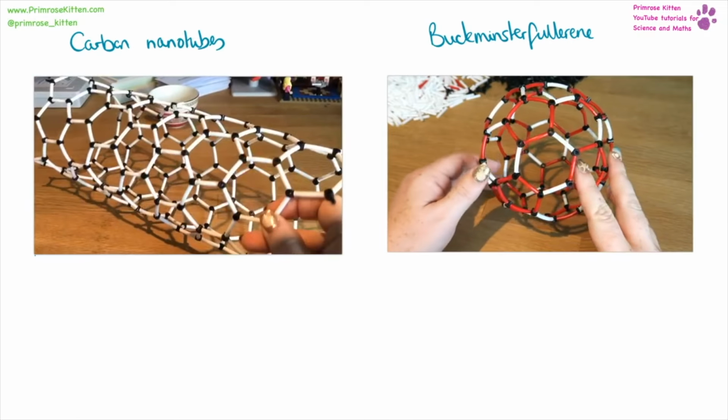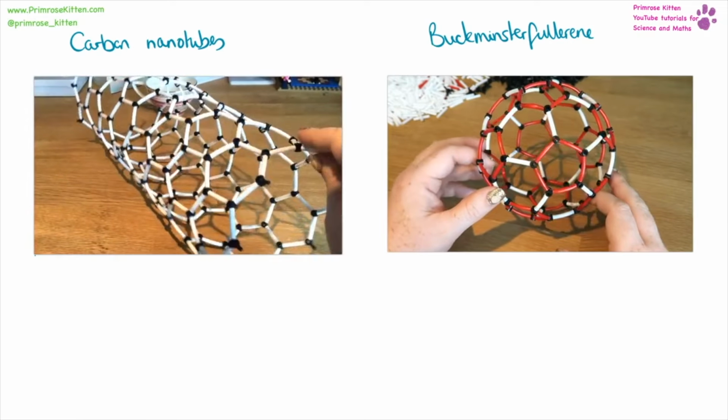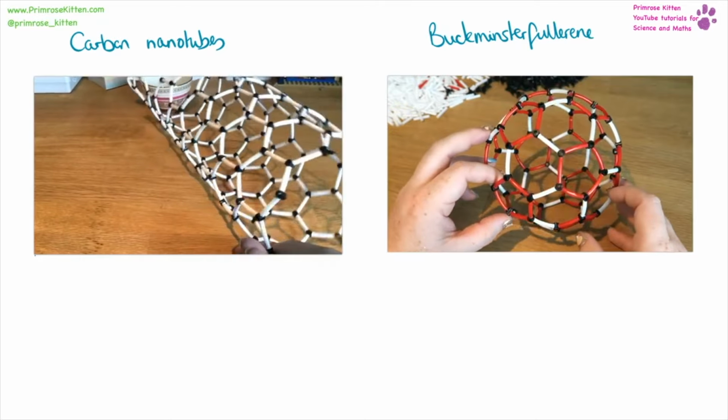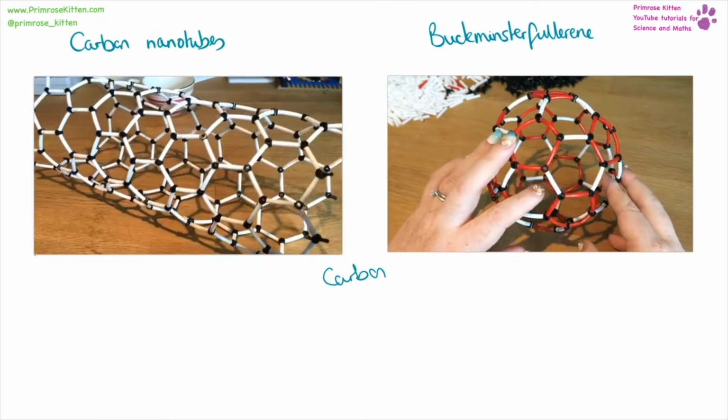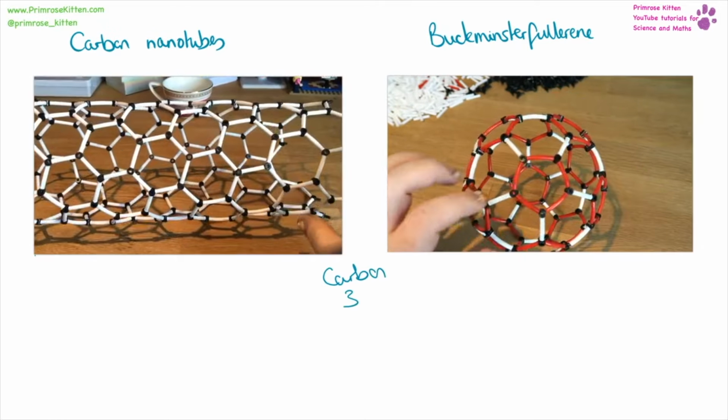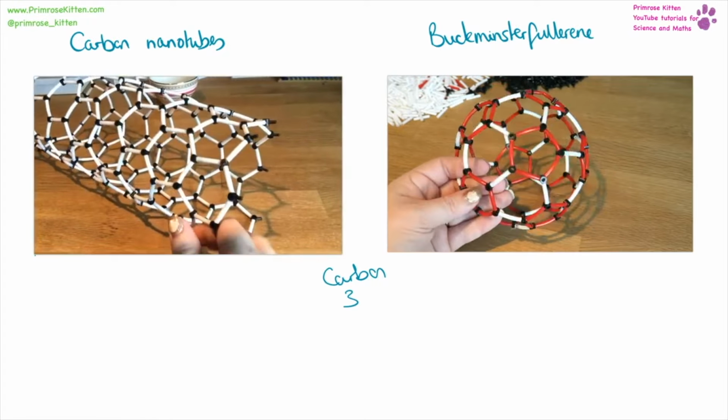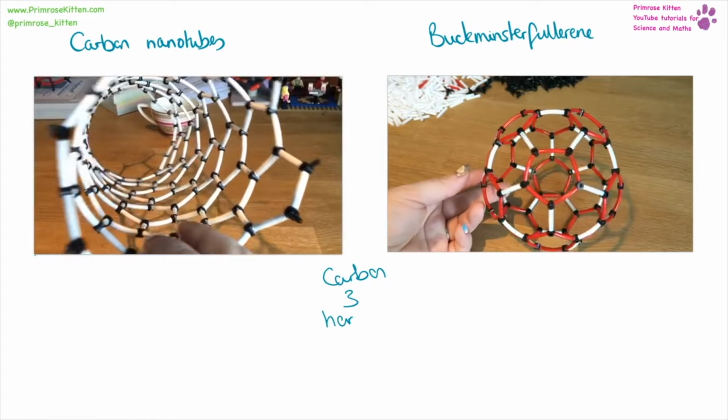Fullerenes are either carbon nanotubules or Buckminster fullerenes, which are balls. These are again all made of pure carbon. They make 3 carbon-carbon bonds, but unlike graphite, which is soft, these are incredibly hard.